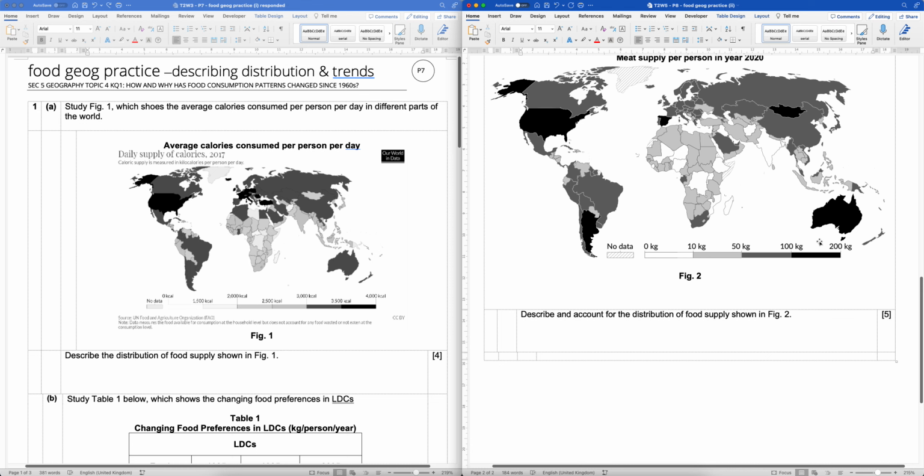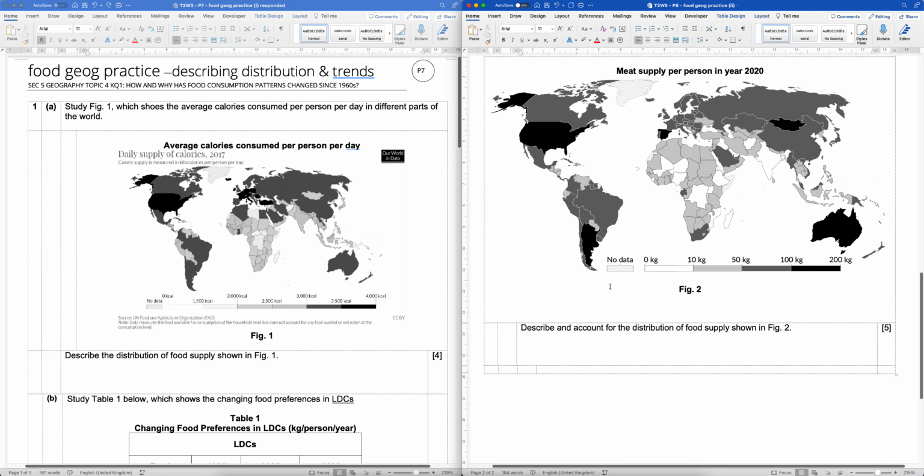Okay, so I don't want to see the same mistakes from here in practice 7 being repeated in practice 8. If you don't learn from your mistakes, you are wasting your time. Alright, all the best.